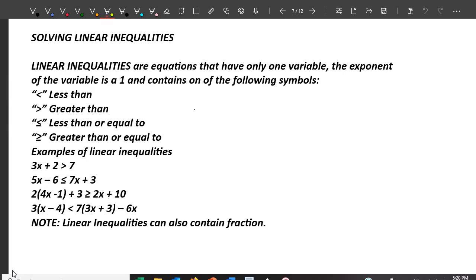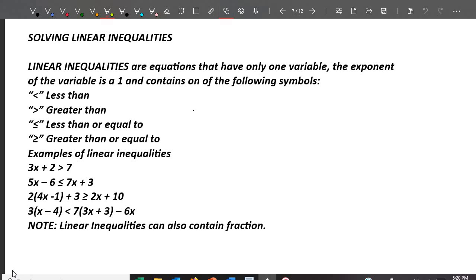Solving linear inequalities. Now, these are just like the linear equations. They have one variable, the exponent is 1, but they're going to contain inequality symbols. And we need to remember, if it's pointing to the left, it's a less than or equal to.